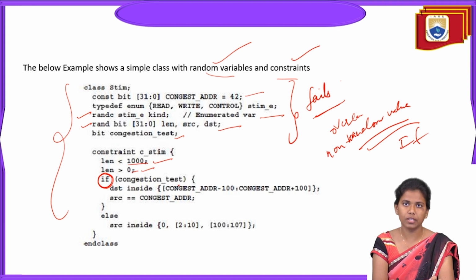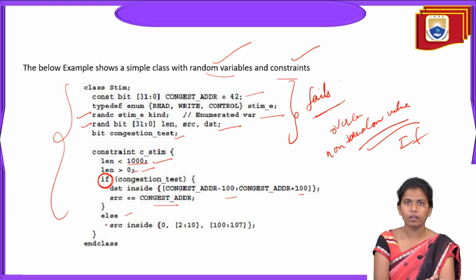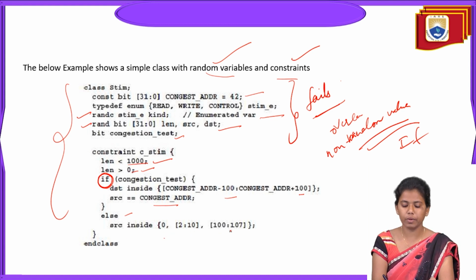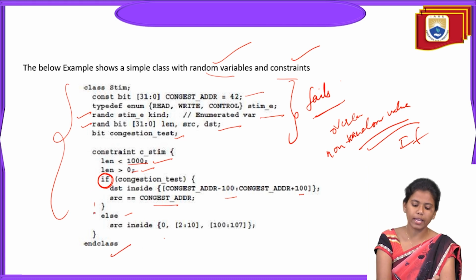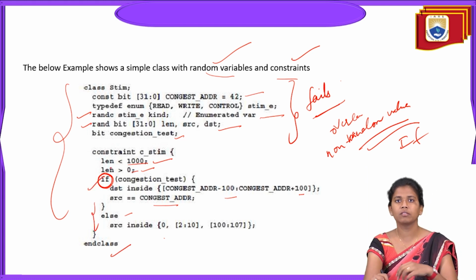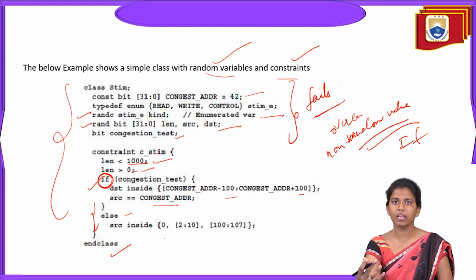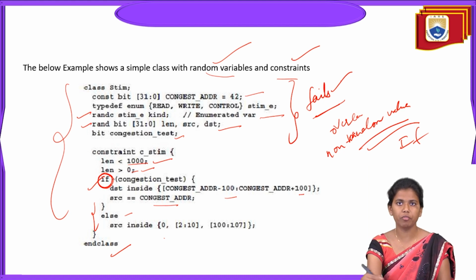So if constraint test data inside constraint address 100 and constraint address plus 100, minus 100 and plus 100, and constraint address else. Okay, and then else, if this is not the case, else what is the case? Else inside 0, 2 to 10, 100 to 1 and 7, end case. So this is how I can write the program, or how I can code the program when I'm going to get any failures. This is nothing but just to overcome the failures. We can make use of the non-random variables.